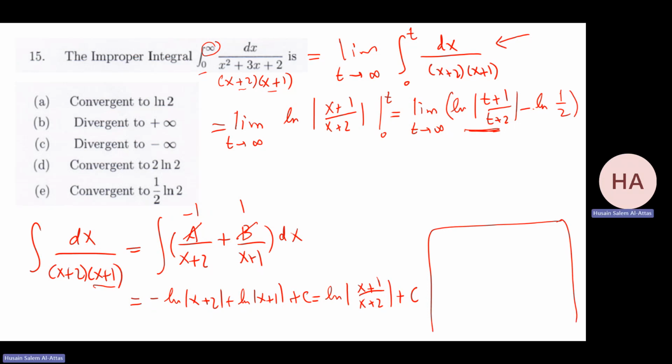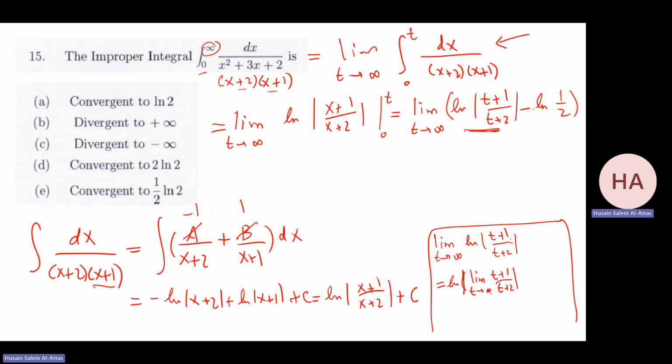As I said, it's an integration problem and a limit problem. Sometimes you need to remember what we did. What shall we do with this limit problem? This is just a limit problem: ln of (t plus 1) over (t plus 2). I know ln is a continuous function, so I can take the limit inside, and also the absolute value. So I have the absolute value of the limit as t goes to infinity of (t plus 1) over (t plus 2).